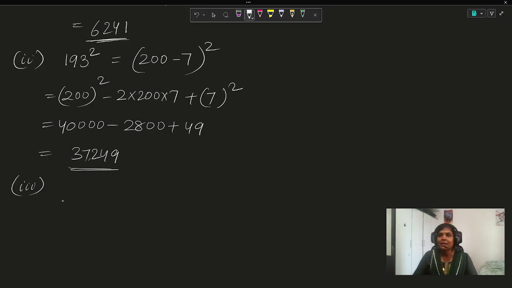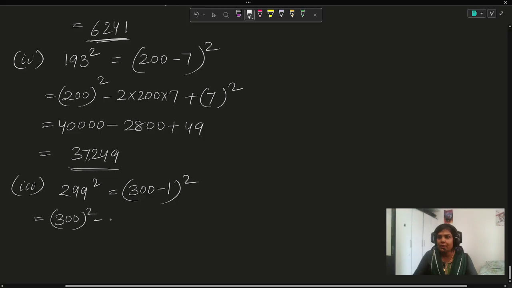Okay, let's do question number 2, third part. 299 square. It's easy, you can make it easily. It is 300 minus 1 whole square. A minus b whole square, it will be a square minus 2ab plus b square.